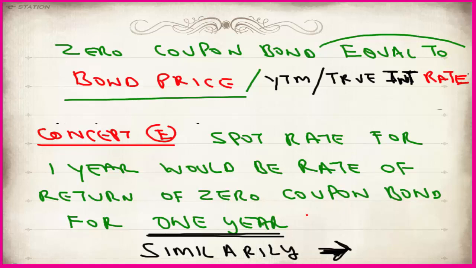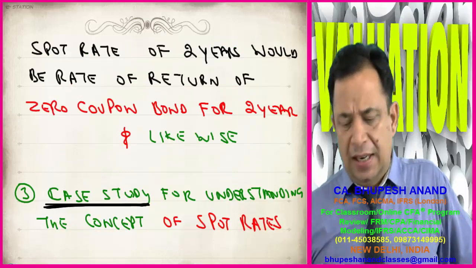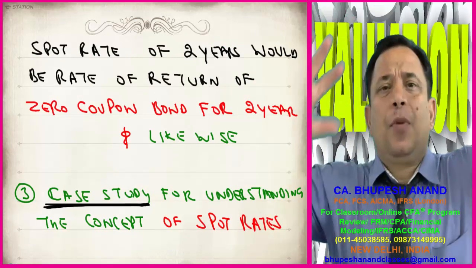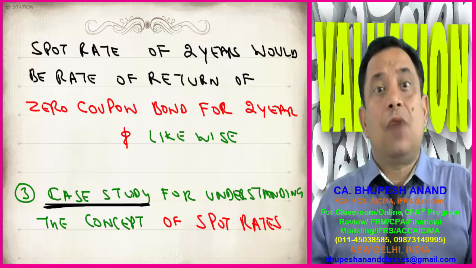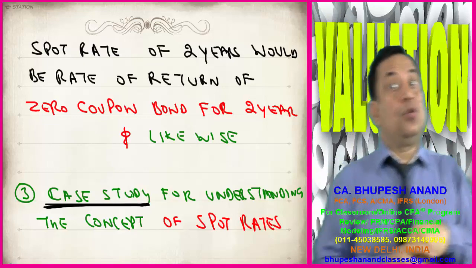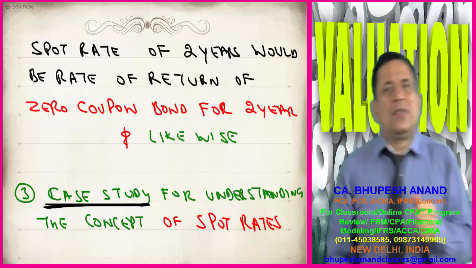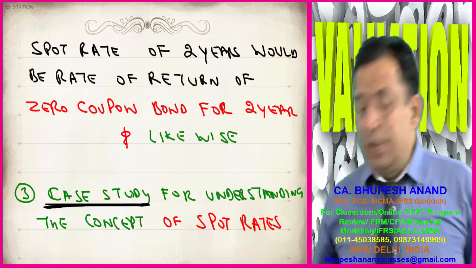The concept is that the spot rate for 1 year would be the rate of return of a zero coupon bond for 1 year. Similarly, we can calculate for the second, third, and fourth. But the point is, with the help of this case study, point number three, I want to tell you the actual meaning of spot rates. So, my dear friends, please take out your calculators.